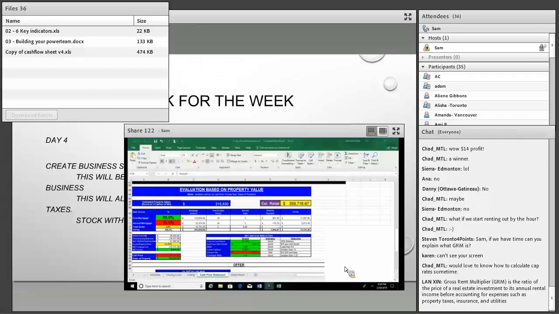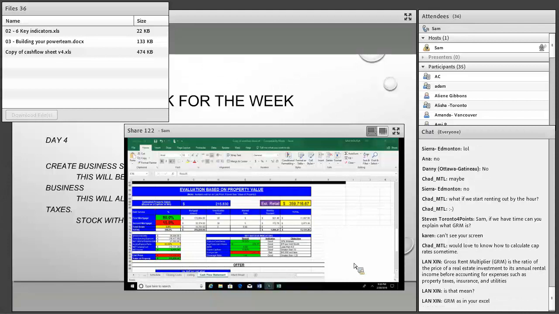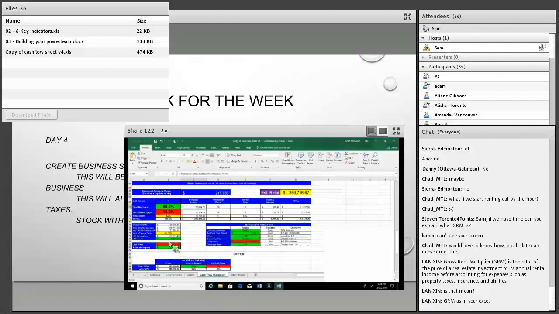And let me just answer a question. Gross rent multiplier, the ratio of the price for a real estate investment to its annual income before accounting for expenses, like property taxes, insurance, and utilities. Is that a question? Is that what you mean? Gross rent multiplier is just a gross number. Yeah, it's GRM. It's just the gross income against the value. Don't worry, we'll do an example when we're done this, just so everybody gets a clear idea of it.